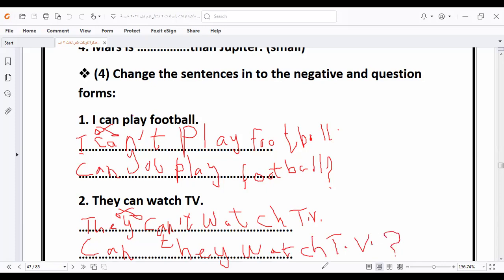This is as we talked before. When we make a question, don't forget the question mark. It's important, because if you forget the question mark when you do the question form, it will be minus half a mark directly. Let's go to another one.